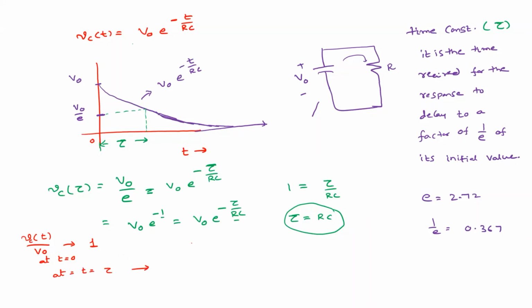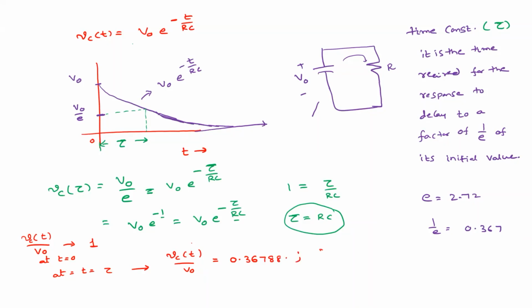At T equal to tau, what is the value of Vc of T by V naught? Its value is 1 by e, which is 0.367. So roughly 0.36788. Okay, so this is at T equal to tau.